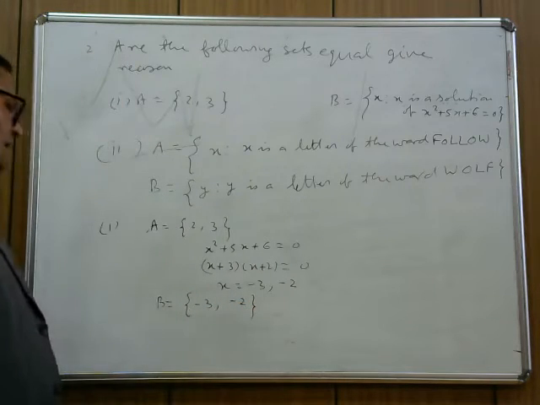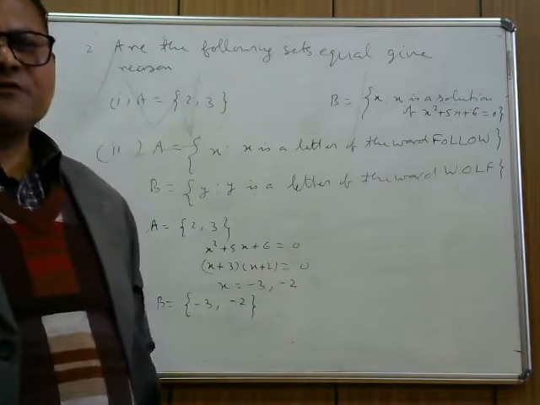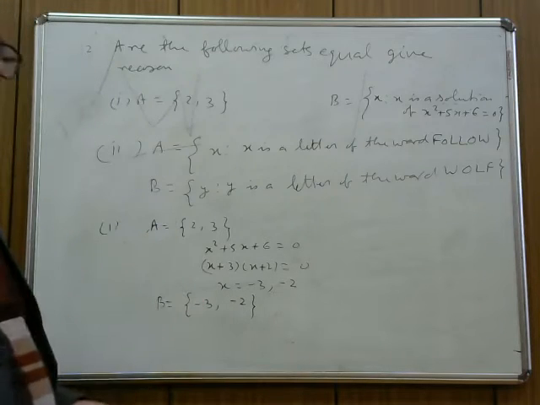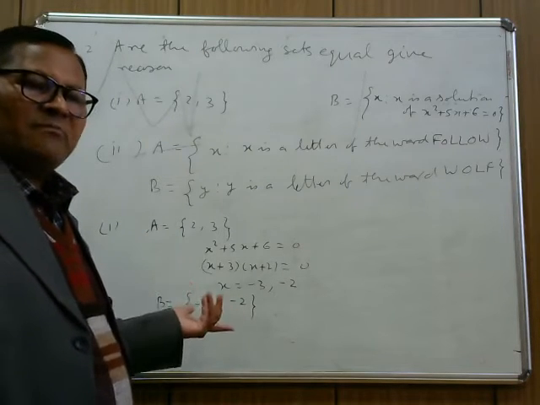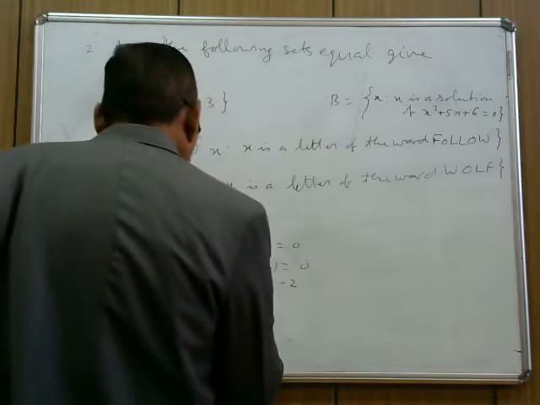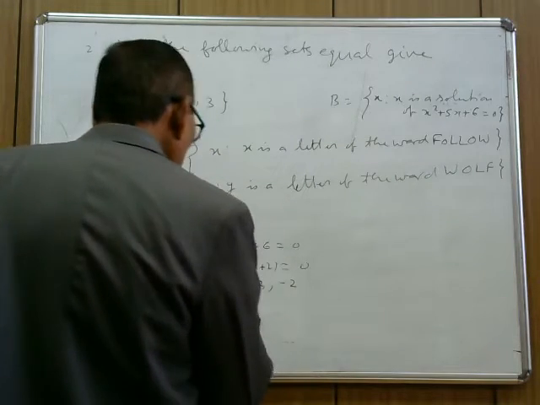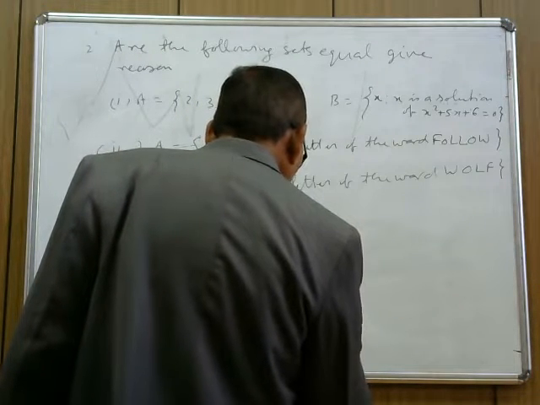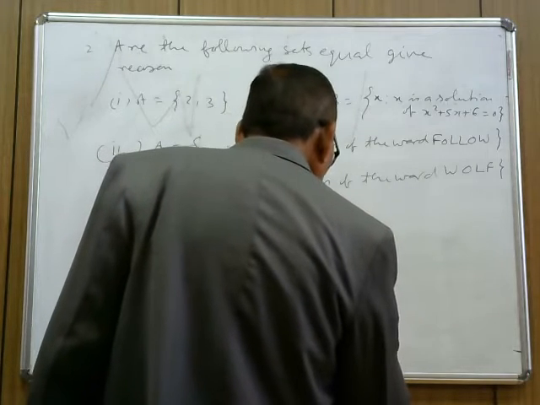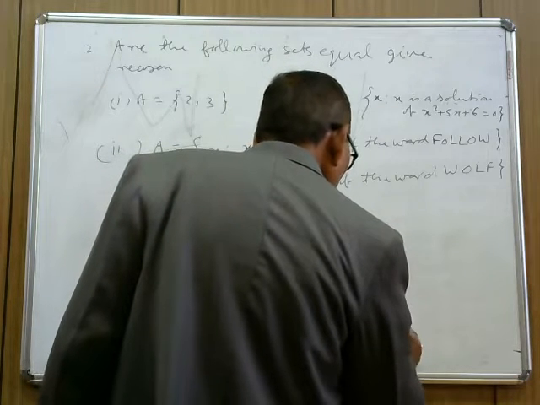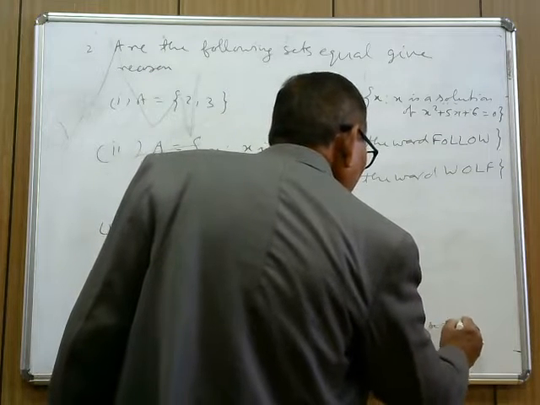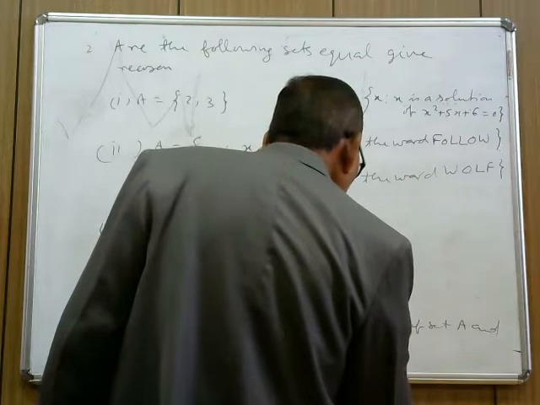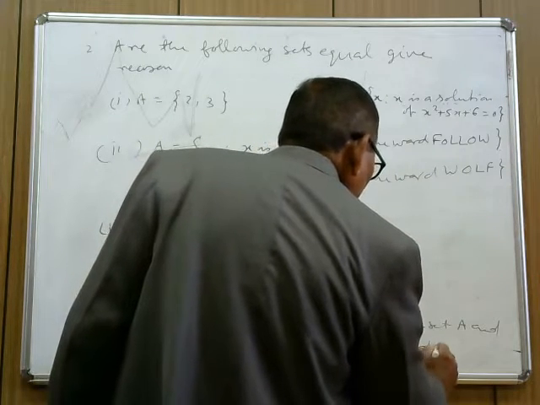Now after writing this in roster form, you observe that the elements of sets A and B are not identical, they are not the same. Therefore, A is not equal to B, and you have to write the reason: because elements of set A and set B are not identical.